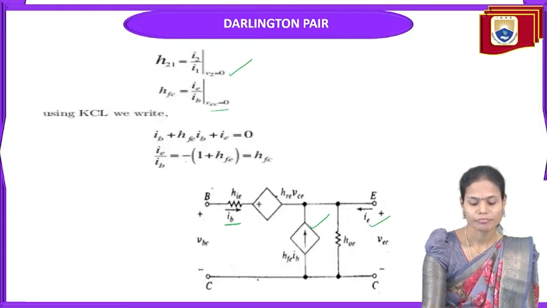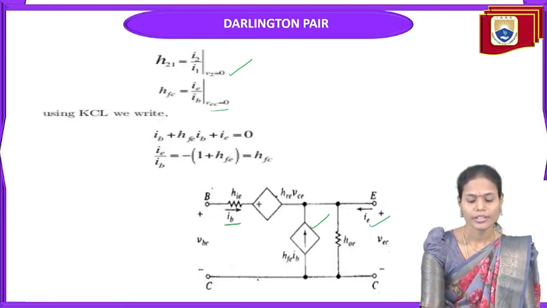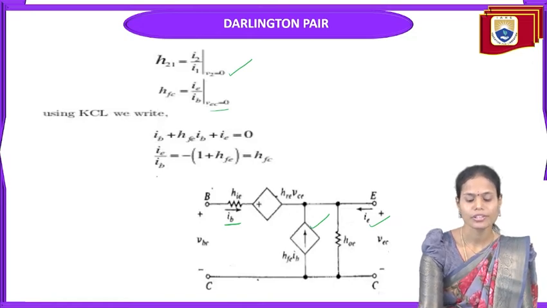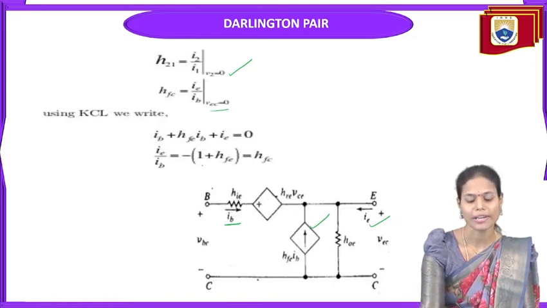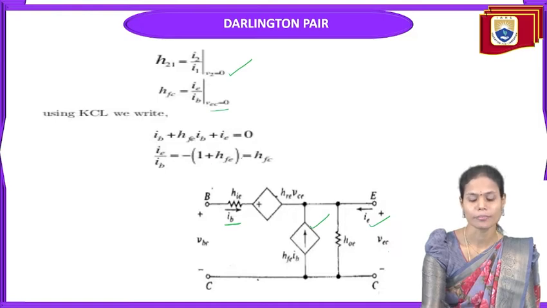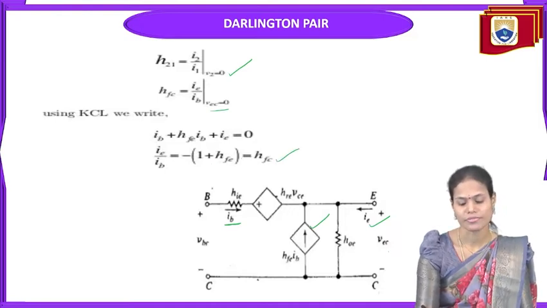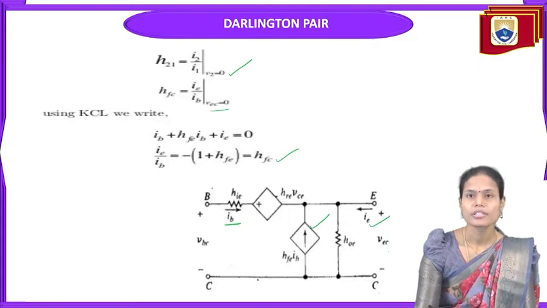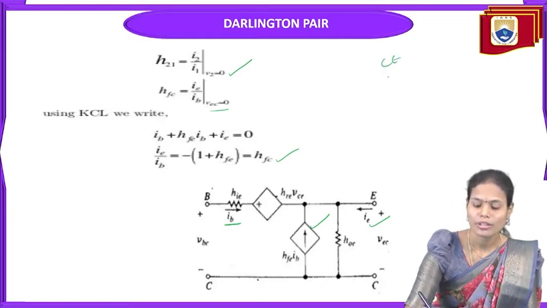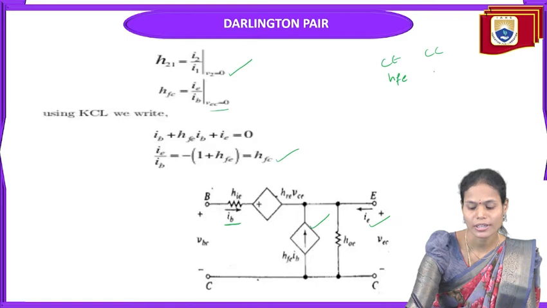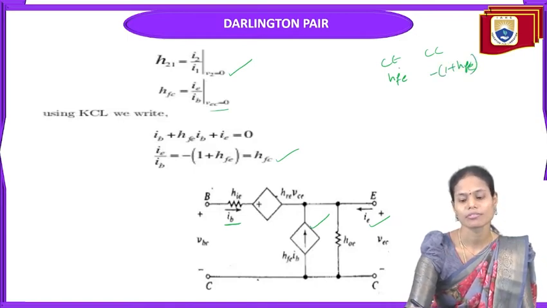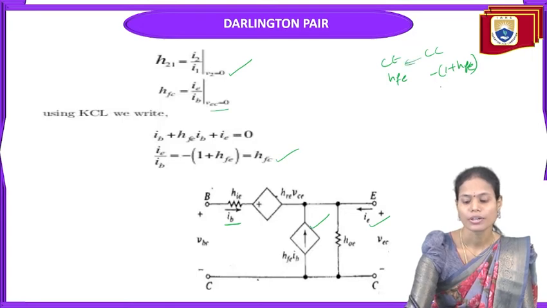And here, if we take IB common and send it to the left side, we will get minus of 1 plus HFE, that is equal to HFC. So HFC is nothing but minus of 1 plus HFE in the case of common emitter configuration. See, in the common emitter configuration it is HFE, but in the common collector it is minus of 1 plus HFE. So when we are converting from CC to CE, we have to replace HFE with minus of 1 plus HFE.